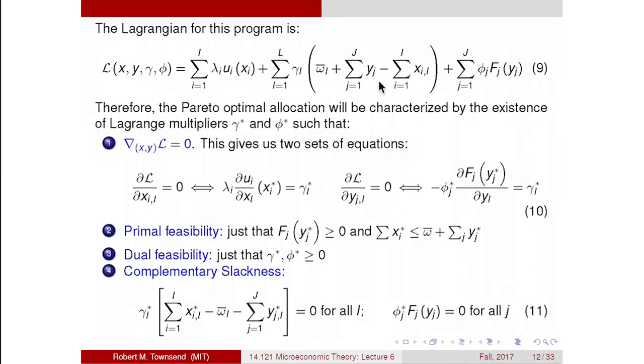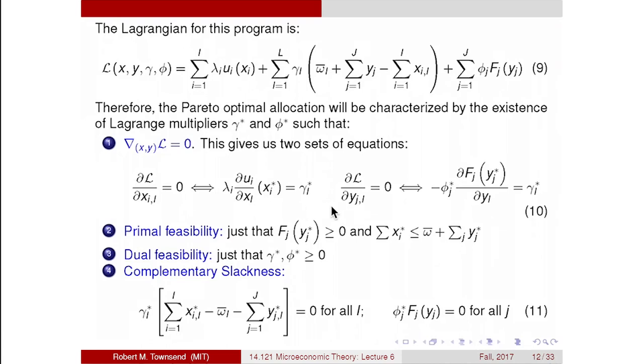And where else does that xi l enter? It enters over here in the resource constraint, so it picks up a gamma. And now I start putting stars on the solution because the solution will satisfy these first order conditions. So they're special allocations and special Lagrange multipliers because they are solutions.